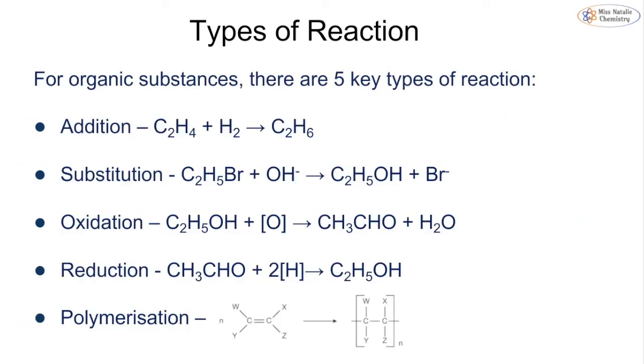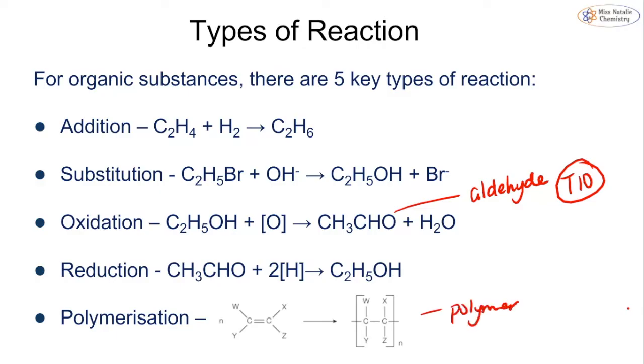So here are just some examples. If we have an alkene and we add hydrogen to make an alkane, that's an addition reaction. If we have a substitution to swap out this OH for a Br, we make an alcohol and a bromide. We can have an oxidation of an alcohol to make a substance known as an aldehyde, and again, we'll learn more about that in topic 10. We can have reduction to go from the aldehyde back to the alcohol, or we can have polymerization, so going from an alkene to a polymer. And we will cover all of these different types of reactions as we go through this organic section.